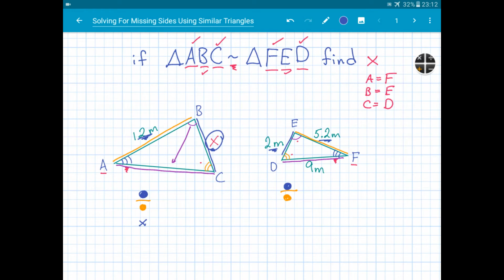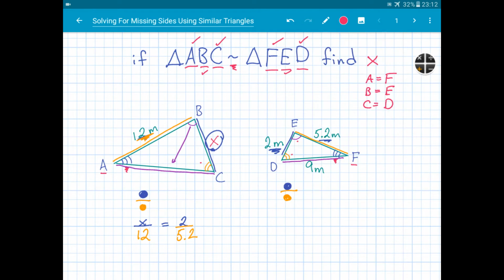So you have to make sure you have the side that has your unknown in it. And our orange side, we know the measurement for, which is 12, this one. And we know that's going to be equal to the blue on this side, which is 2, and the orange on that side, which is 5.2.